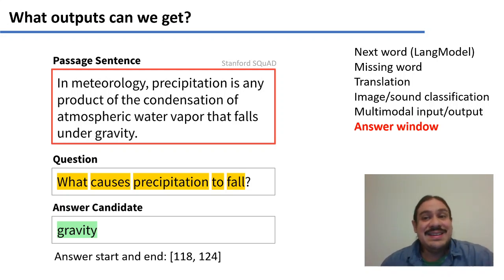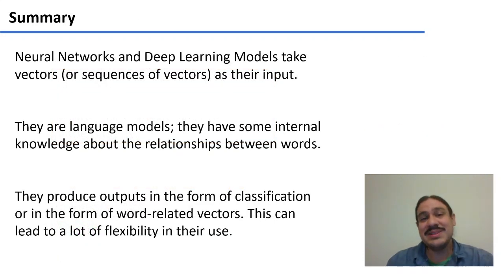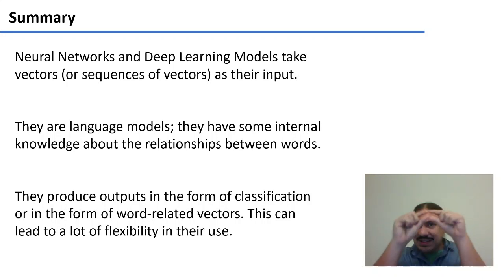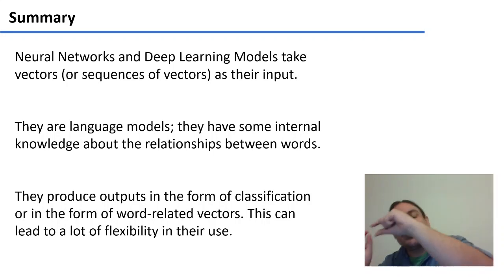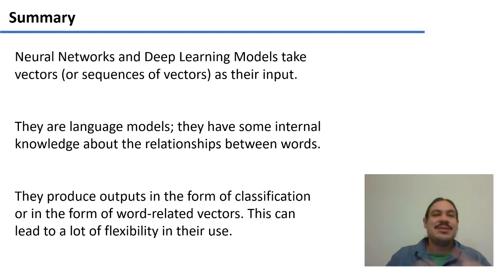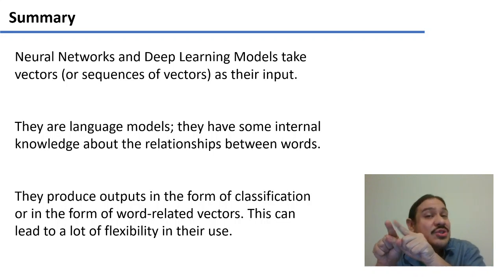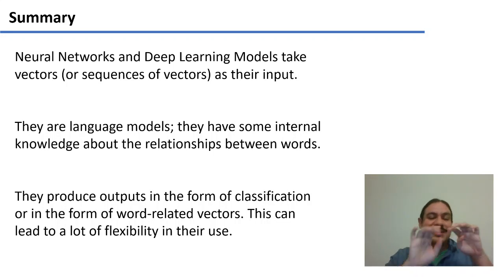So as you can see, this is just a sampling of what they can do. These structures are very flexible. They can generate all sorts of outputs. Neural networks and general deep learning models take vectors or sequences of vectors as inputs, and they produce vectors or sequences of vectors as outputs. But we can use these as the next word in a sentence, the foreign language version of a word in our language, the point in a paragraph where you have the answer to the question, the written version of some sound, and, for example, the written description of a picture. So there are many ways that these structures can help us.